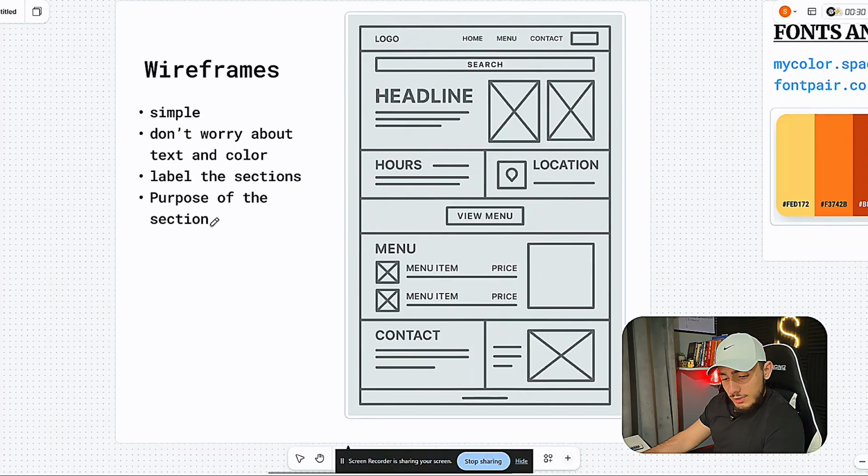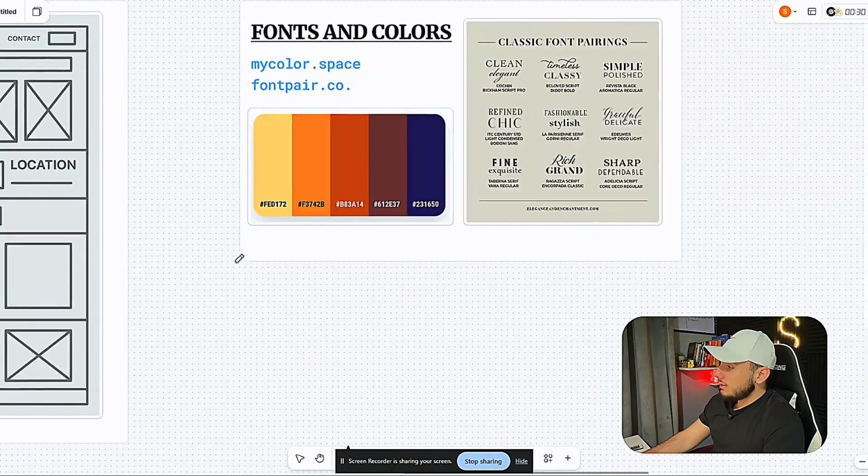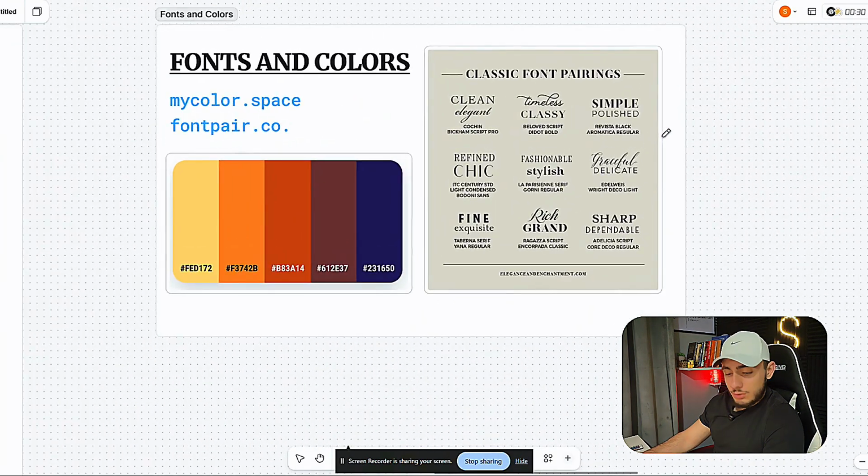And then moving on, this is where you decide your fonts and then your color palette that you're going to use. And this is very important because it has a huge effect on how the visitor sees the business, and it has a really big role on trust.